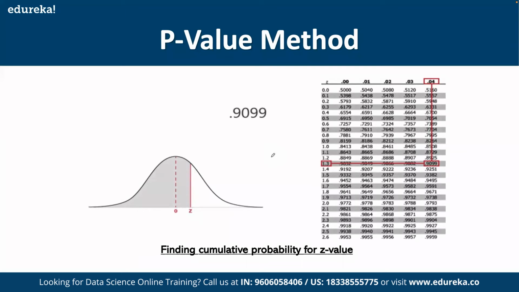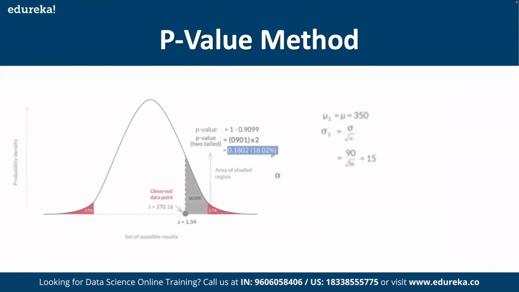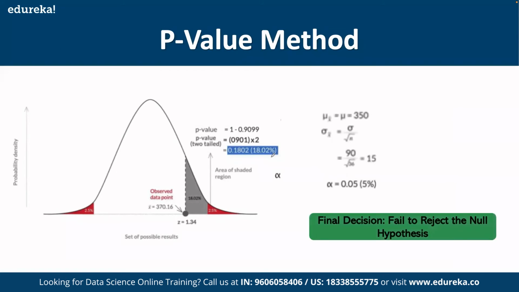With the value of Z, we can get the p score, and with it we will check whether the p-value is less than 0.05 or greater than 0.05. Based on this, we will either accept the null hypothesis or reject the null hypothesis. So that's the overall idea of the p-value method.